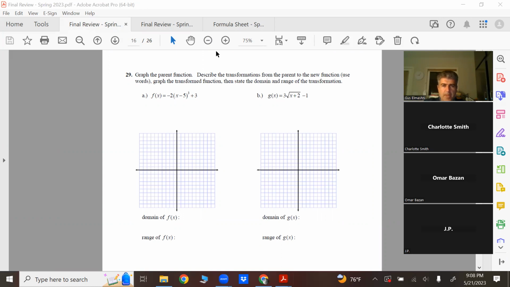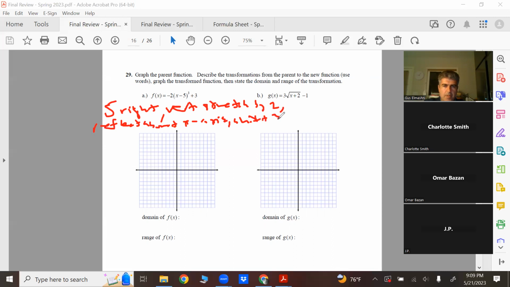So you have to describe it and graph it. Yeah, so this is clearly 5 right. Vertical stretch by 2. Reflect about the x-axis. And shift 3 up. And why does it reflect about the x-axis? Because it's -2? Yep, the negative right there. Okay, so the cube looks like this. So if I shift 5 right and 3 up, I'm going to be at 5, 3, I think.